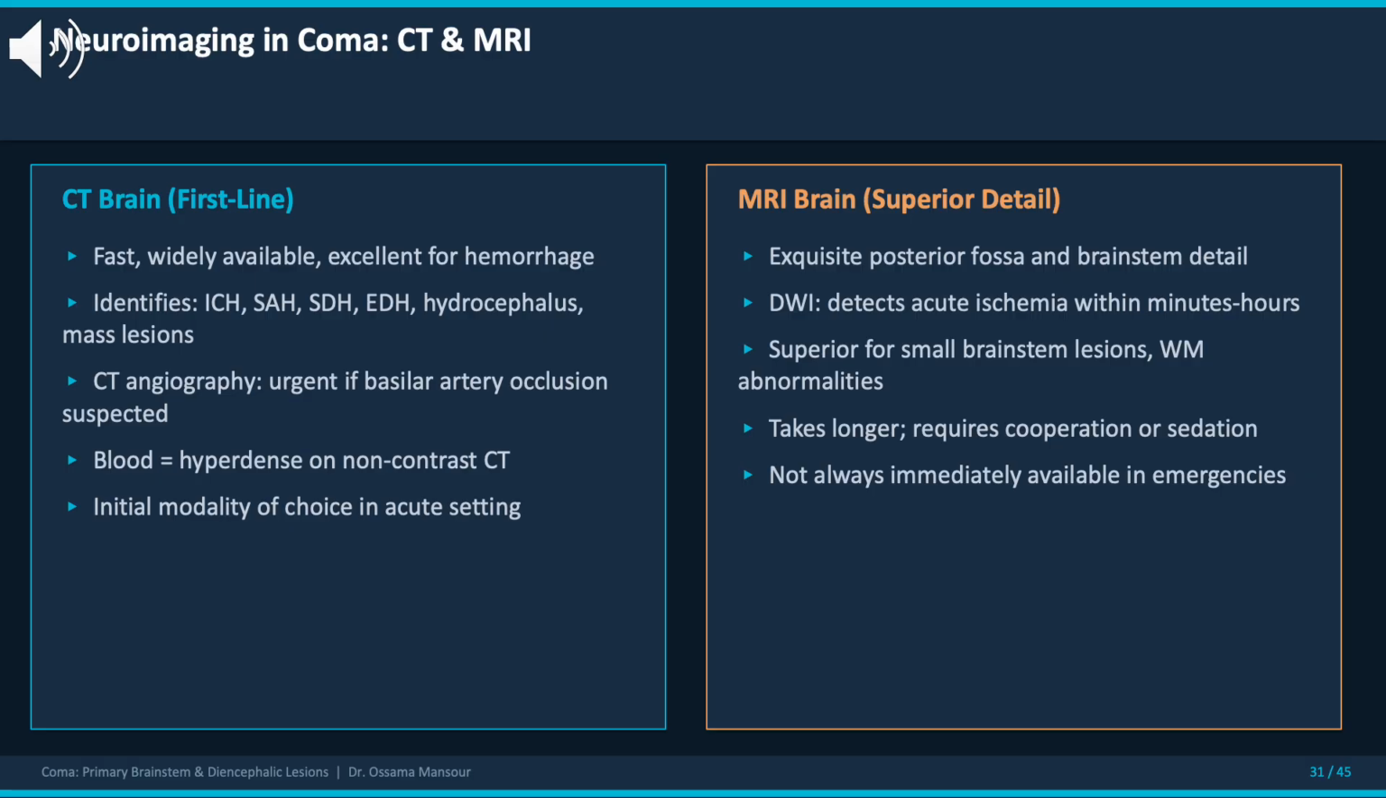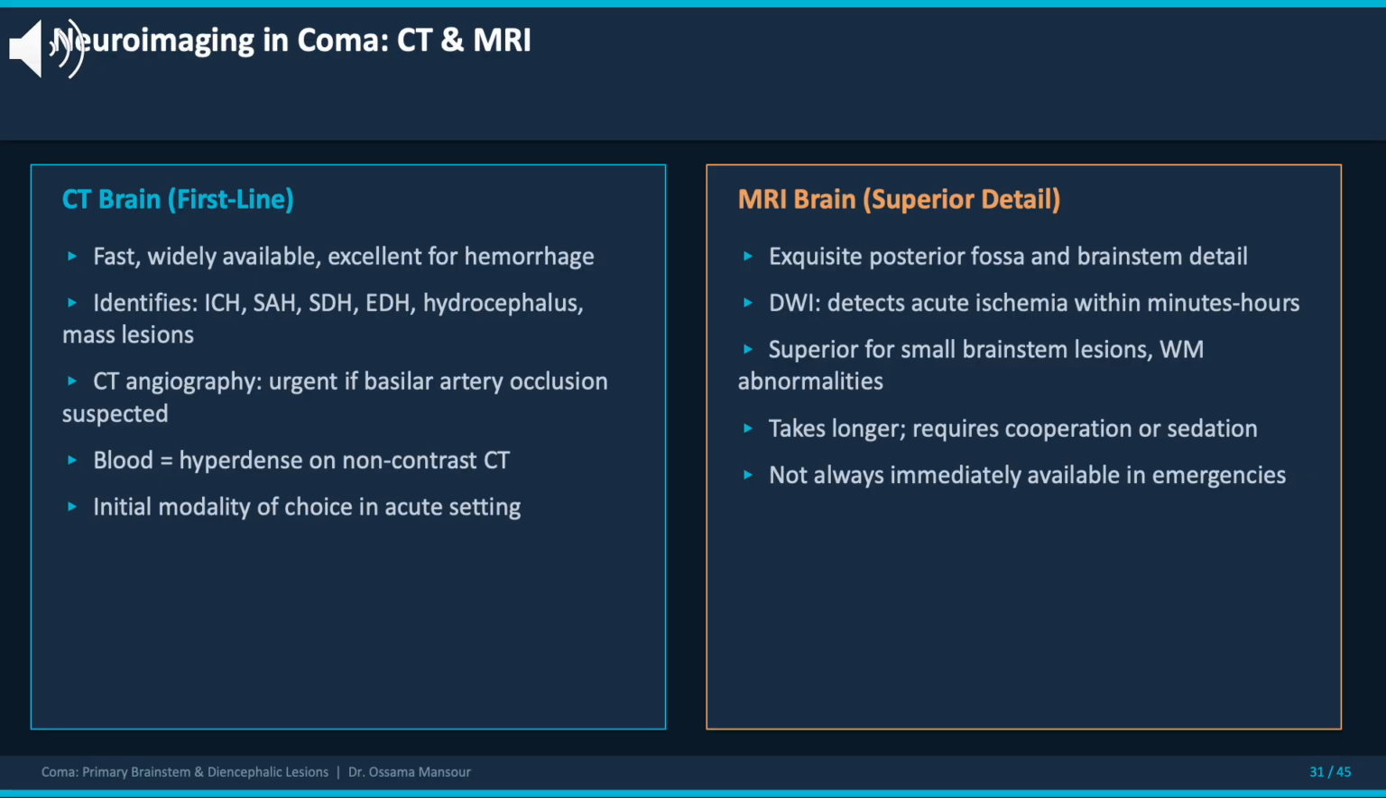Computed tomography of the brain without contrast should be obtained urgently in virtually all comatose patients where the etiology is not immediately apparent. CT is fast, widely available, and excellent for identifying the conditions that most urgently require intervention: hemorrhage, large infarcts, hydrocephalus, and mass lesions with herniation. The presence of blood is immediately apparent on non-contrast CT as hyperdense material, allowing rapid identification of intracerebral hemorrhage, subarachnoid hemorrhage, subdural hematoma, and epidural hematoma.